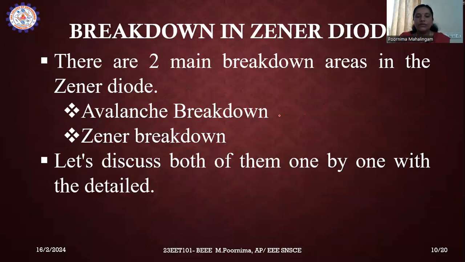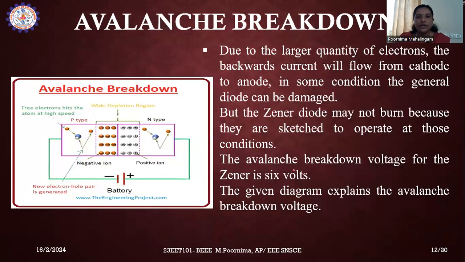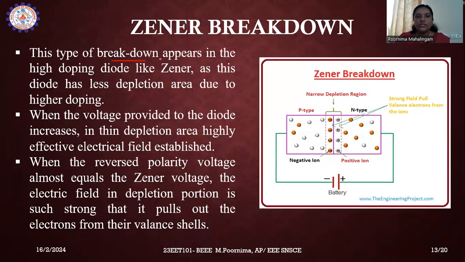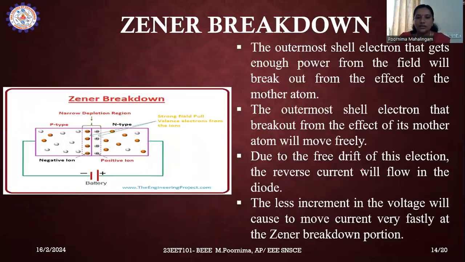Here, we have two types of breakdown. One is avalanche, the next one is Zener breakdown. Avalanche breakdown occurs normally in both diodes, in both the PN junction diode and the Zener diode. But Zener breakdown occurs in the Zener diode, because of the heavily doped condition.